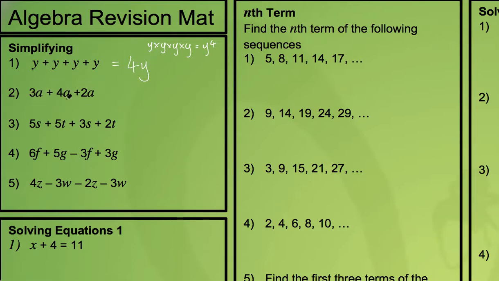3a plus 4a plus 2a. 3, 4, 5, 6, 7, 8, 9a. Here we need to look at the same letters, collecting like terms. 5s and the sign in front of any other s's. So 5s plus 3s is 8s, 5t plus 5t plus 2t is 7t.